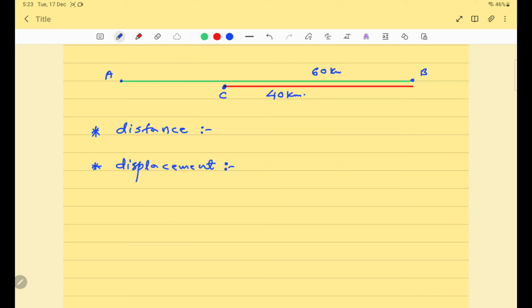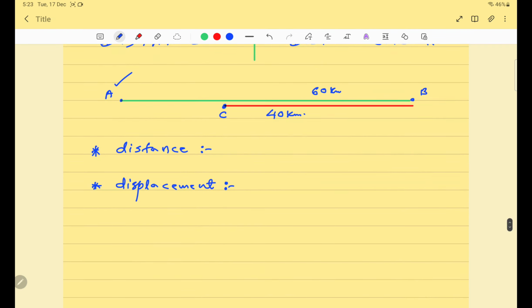Both answers are wrong. Distance is the total length. You are starting your car from position A, you have covered 60 kilometers from A to B, and then you are further driving from B to C, that is 40 kilometers. So you have covered 100 kilometers. If you are in a taxi, you will be charged for 100 kilometers because you have transported 100 kilometers, 60 kilometers forward, 40 kilometers backward. So your total distance is 100 kilometers.